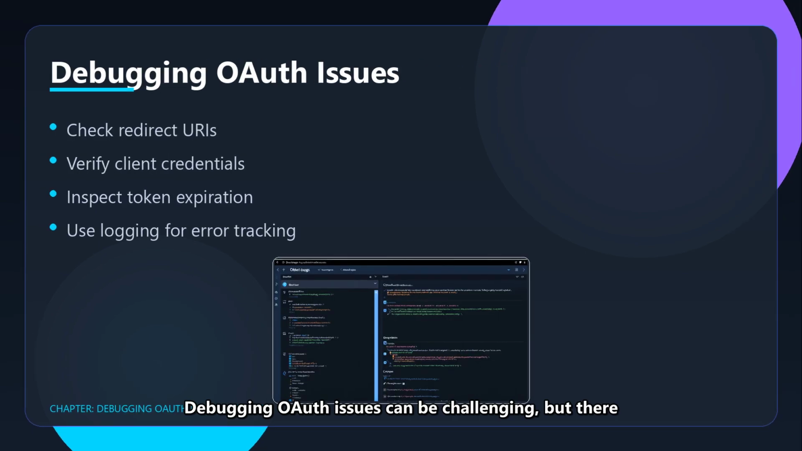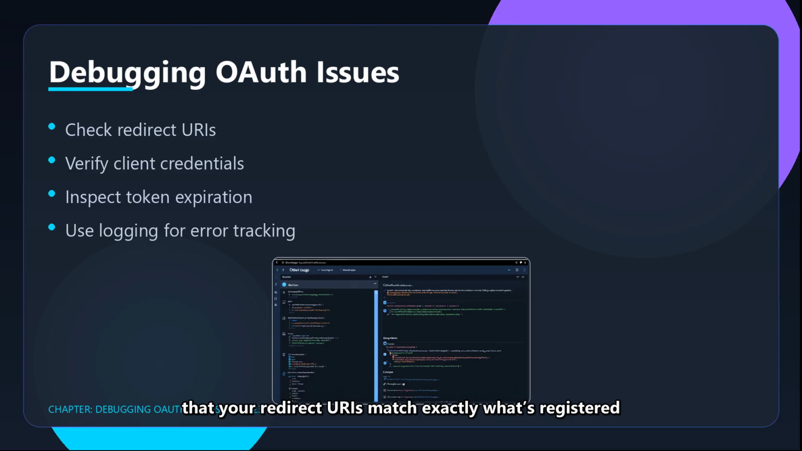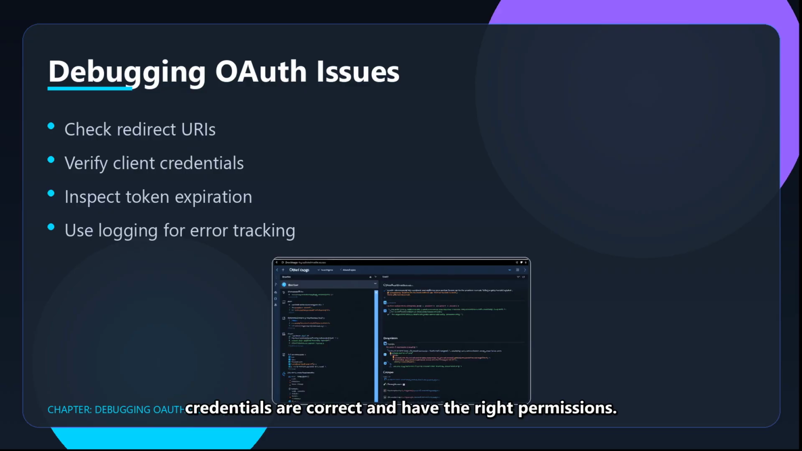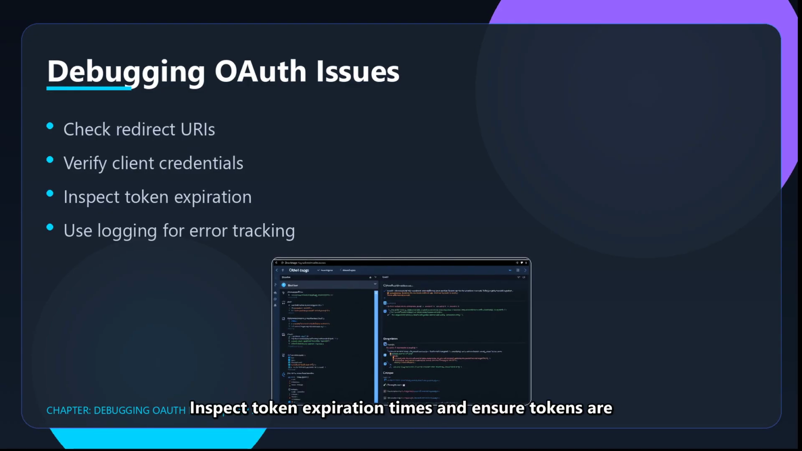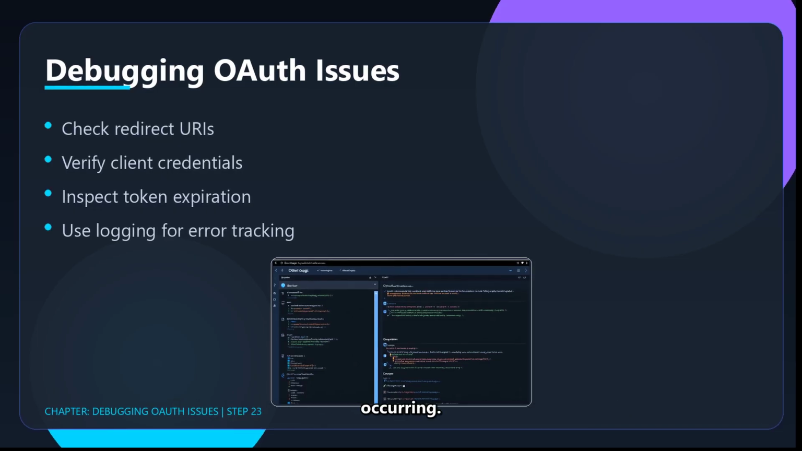Debugging OAuth issues can be challenging, but there are common pitfalls to watch for. Always double-check that your redirect URIs match exactly what's registered with the authorization server. Verify that your client credentials are correct and have the right permissions. Inspect token expiration times and ensure tokens are being refreshed properly. Finally, use detailed logging to track errors and identify where issues may be occurring.